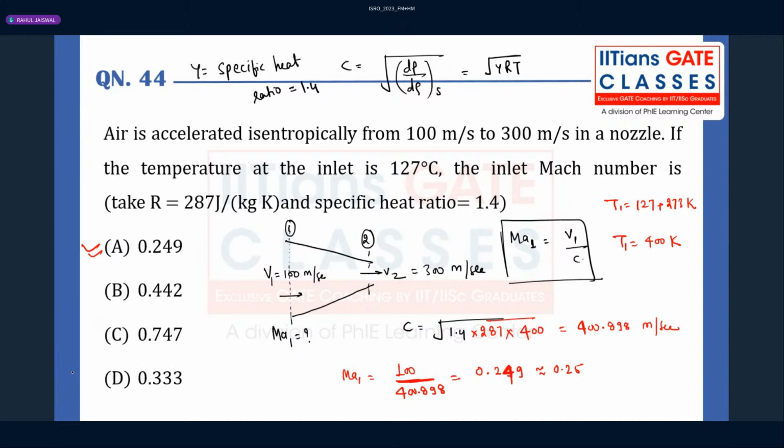That is okay. But we have to see some other aspect of this particular question. What is the Mach number at the exit? See here, V1 divided by C1, that is the Mach number for the inlet section.